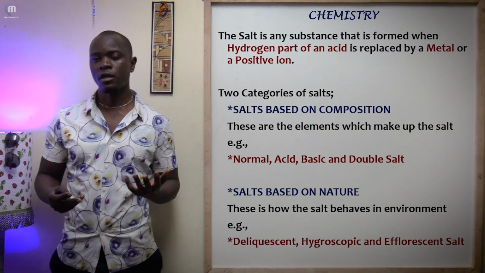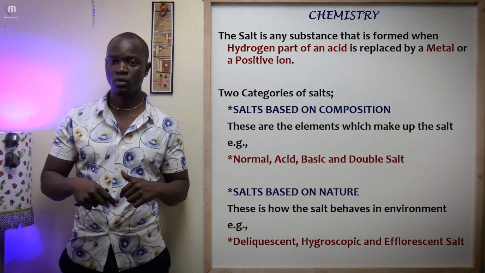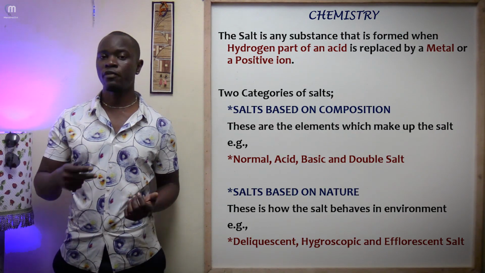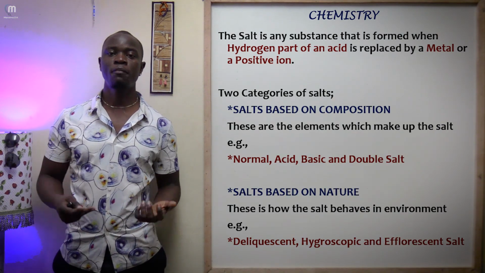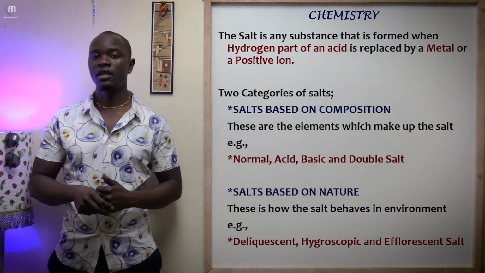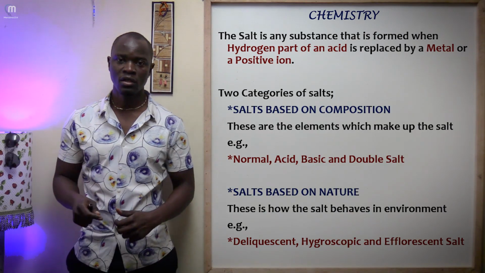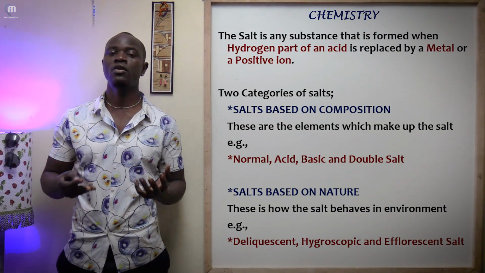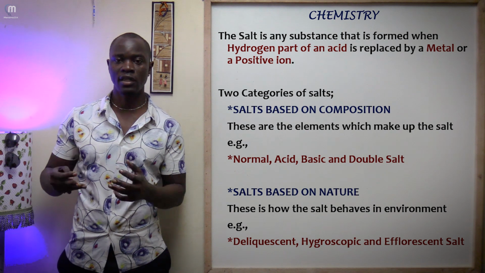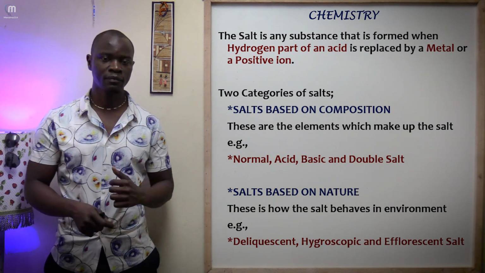And then salts based on nature, we looked at the deliquescent salt, which absorbs water from the atmosphere forming a solution. We have hygroscopic salt, whereby these are salts which absorb water and then form damp solids. Then lastly, we have efflorescent salt. So these are the categories of salt based on nature. Nature simply means how they behave in the environment.